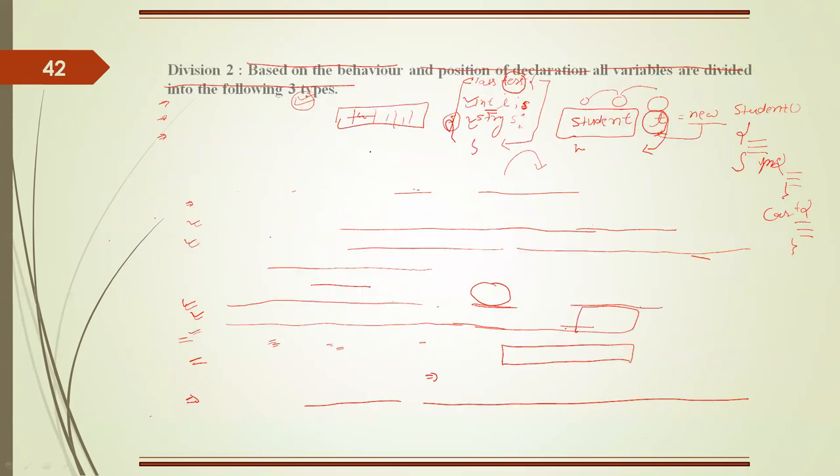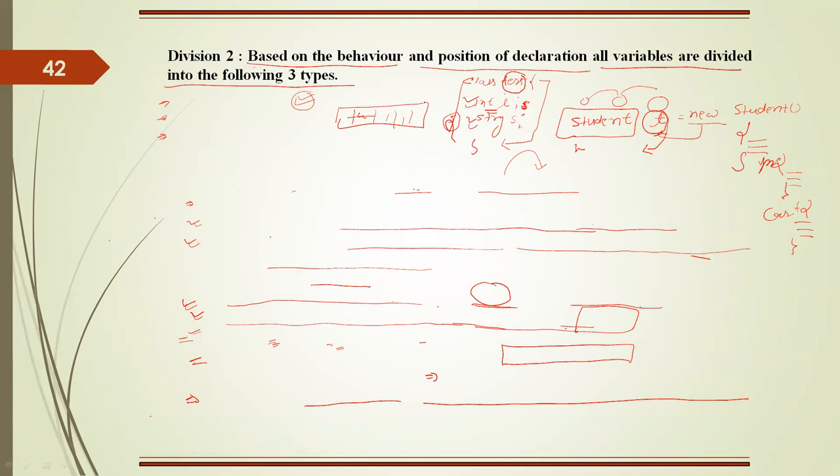Based on these variables and locations, the division is two. Based on the behavior and position of the declaration, all variables are divided into three types: instance variable, static variable, and local variable.